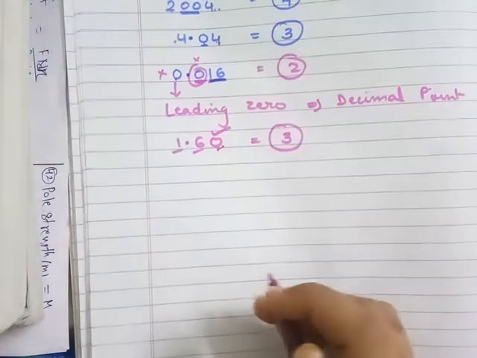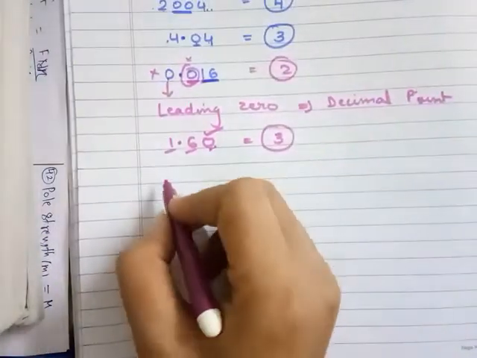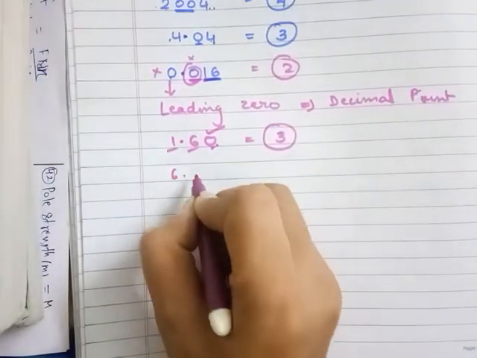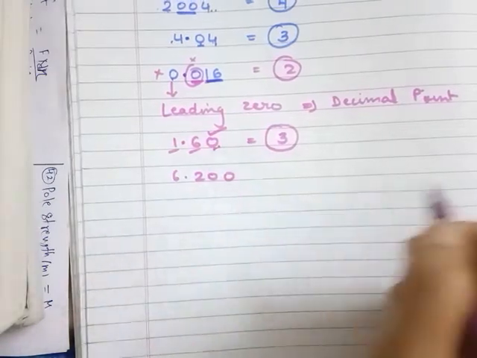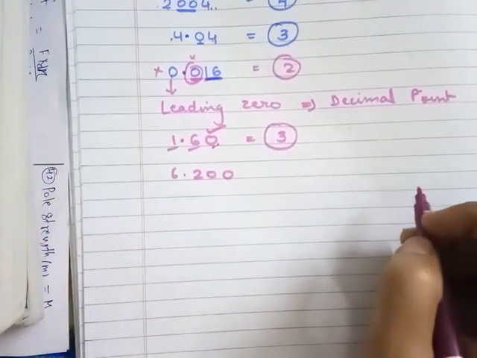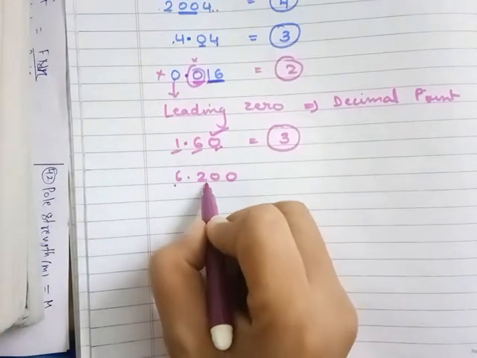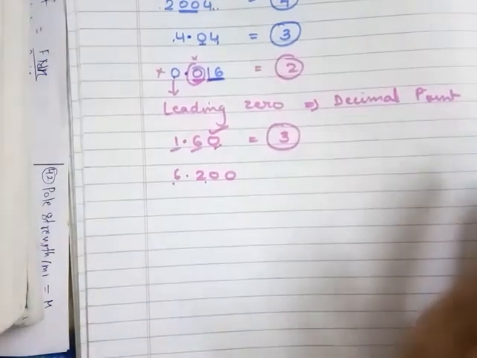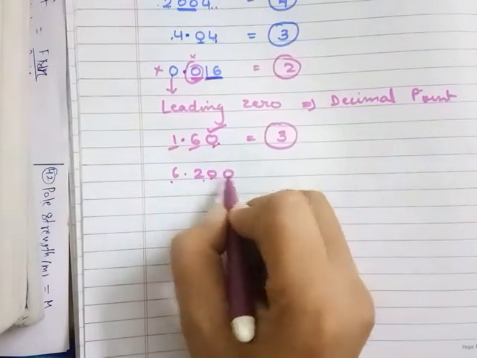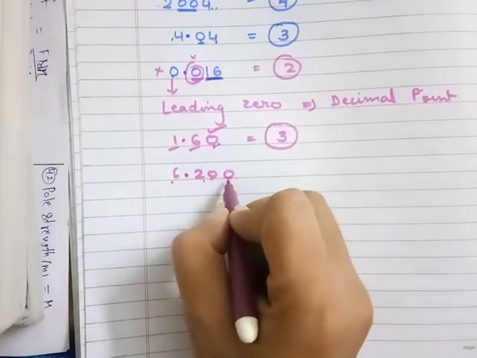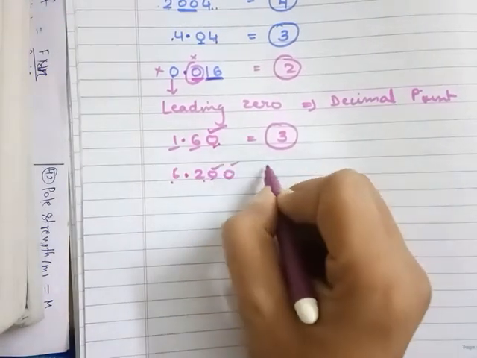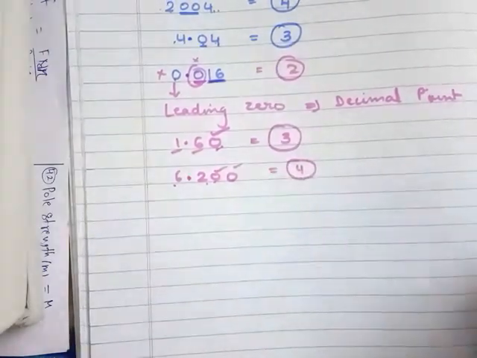Now in the next example, we have the number 6.200. So now how many significant figures will we have? This is a non-zero digit, this is also non-zero, so 2 significant figures we have, and the zeros are on the right side of the decimal point, so these are significant. So how many significant figures do we have? 4 significant figures.